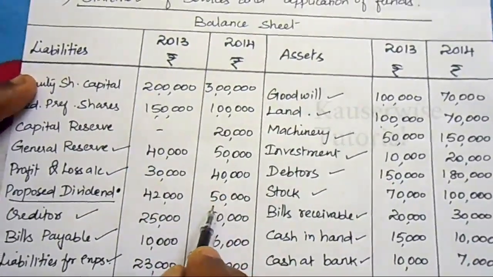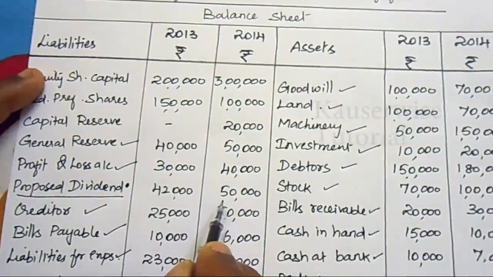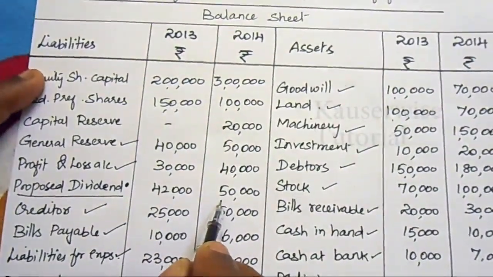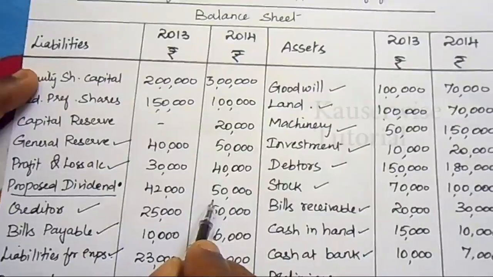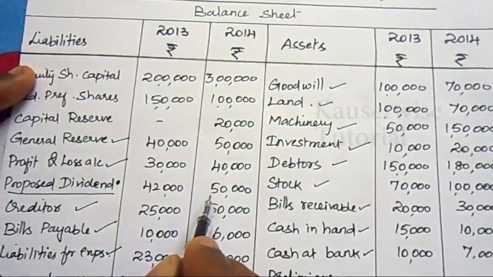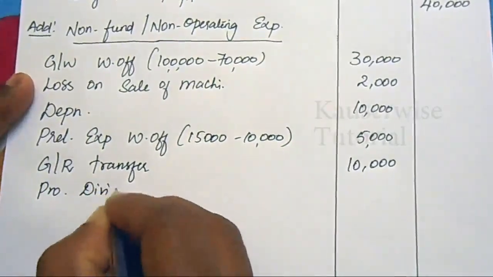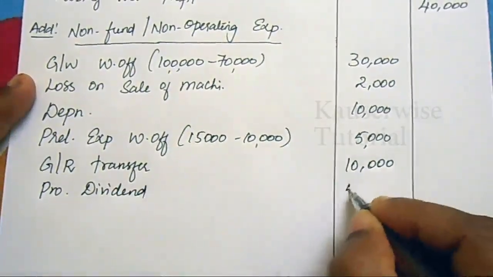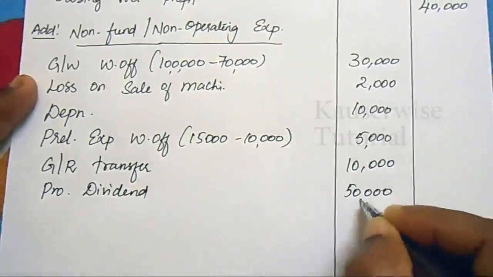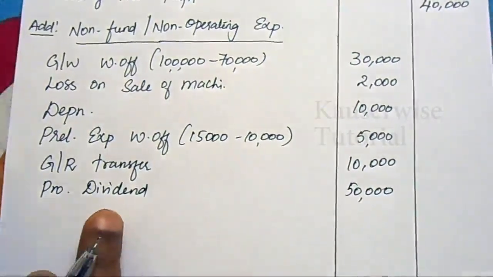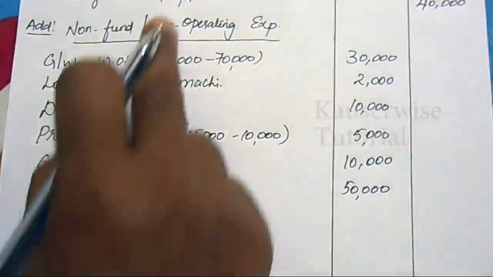Any provisions made will be made out of net profit only. So it is also a paper transfer. So this will be added back along with the net profit. How much? 50,000 proposed dividend. Provisions made, 50,000. It is a paper transfer. So this will be added back along with the net profit.